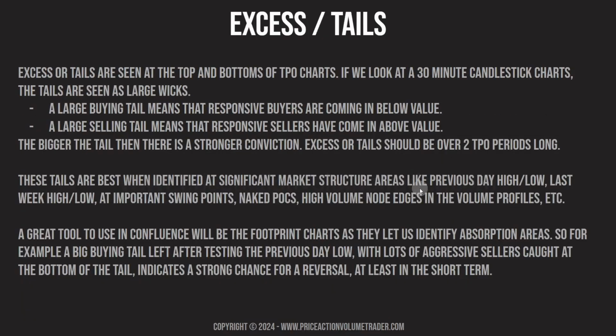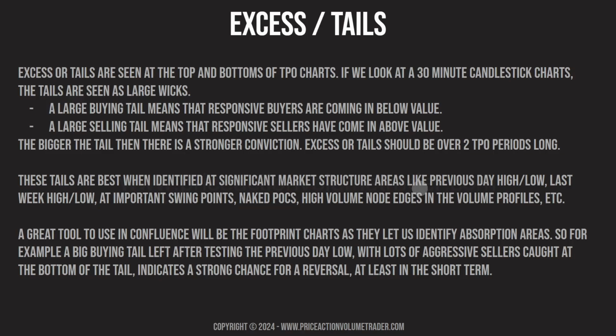So next element we're going to look at is excess or tails. So an excess or tail are seen at the top and bottoms of TPO charts. If we look at a 30-minute candlestick chart, the tails are seen as large wicks.